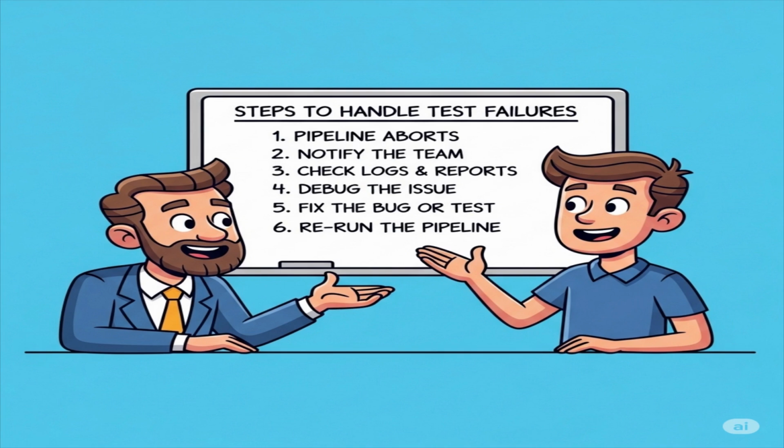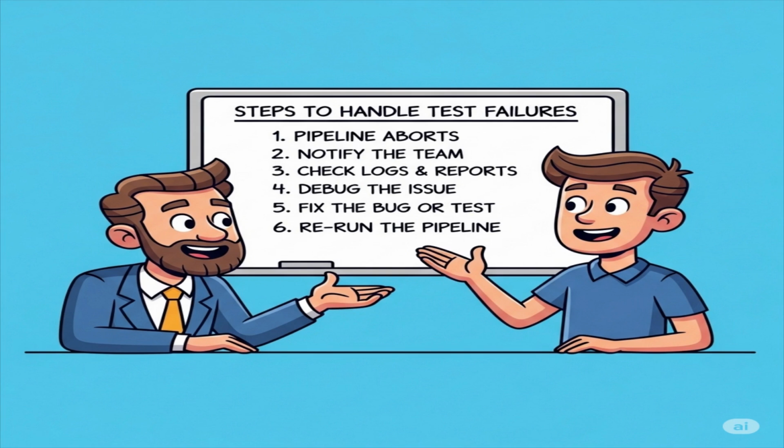Second, the CI tool will notify the team automatically. Alerts are usually sent via email, Slack, or another tool, often tagging the developer who triggered the build. Third, the logs and reports will be reviewed. For example, developers might look at unit reports to find exactly what went wrong. Next, the developers debug the issue. They try to reproduce the failure locally or in a staging environment to identify the root cause. After that, the bug is fixed or the test logic is updated accordingly.